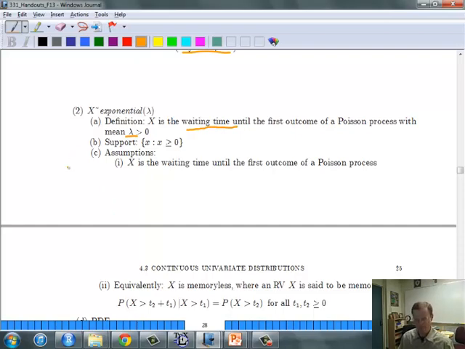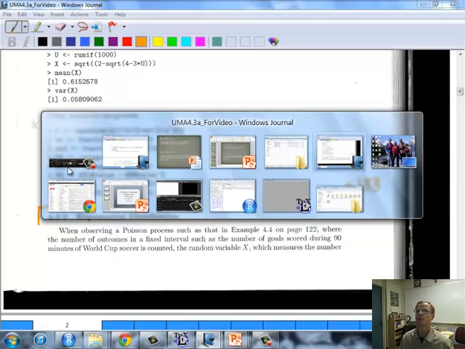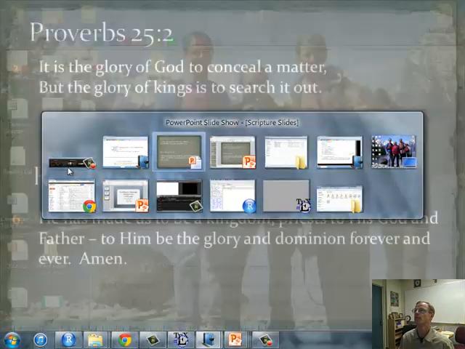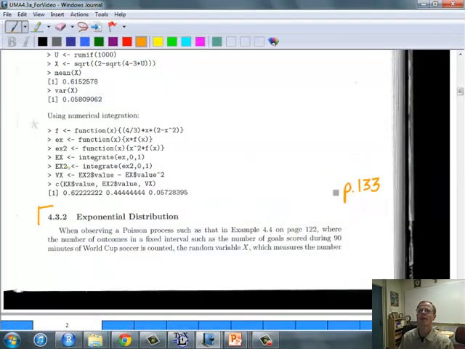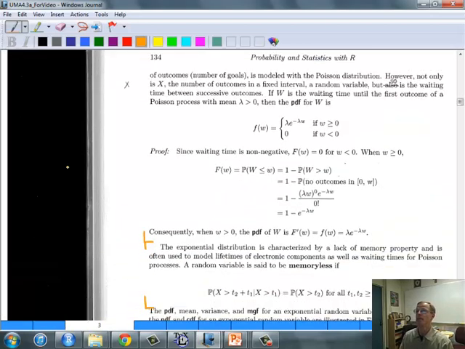Okay, peeking over into our textbook, let's go. Oh, here it is. Okay, this is page 133, and the PDF is given here. We want to prove it.